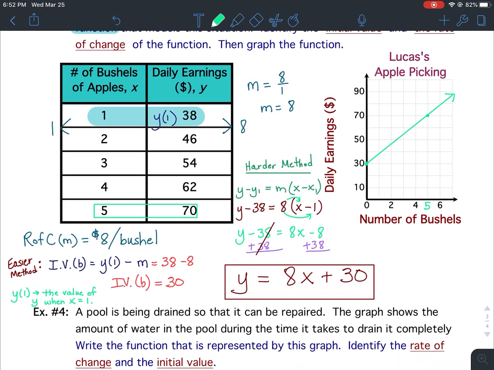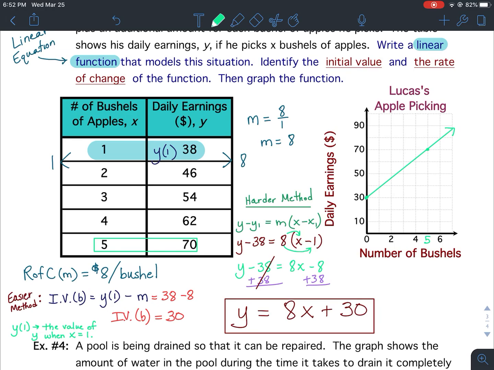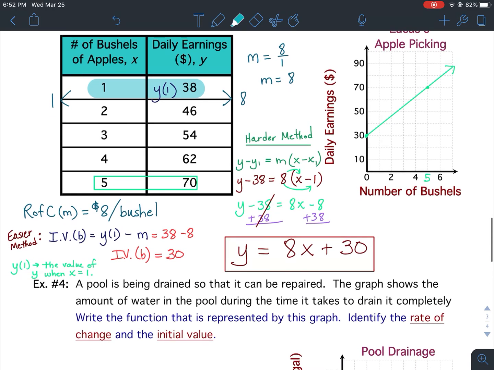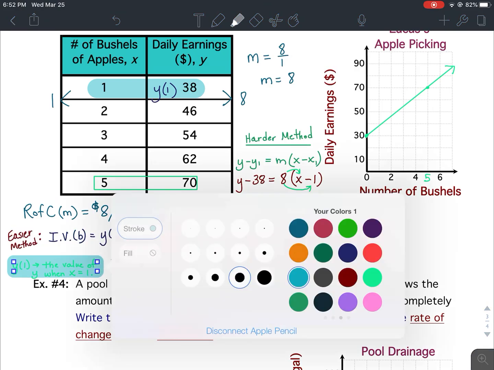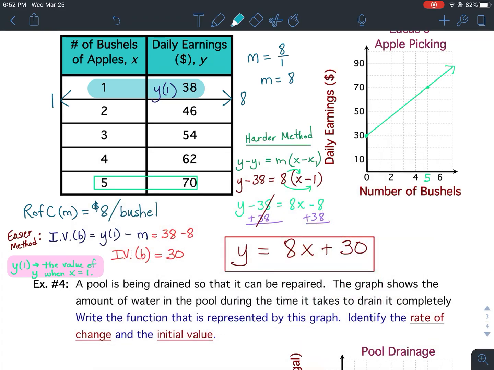Okay, so that is example number 3. If you have any questions, let me know. One more thing, I'm just going to highlight this down here because this was very important. I'm going to make it a little lighter so we can see through it. There we go. So you want to find the value of y when x is 1, subtract the slope to get your initial value. Okay, if you have any questions on example 3, let me know.